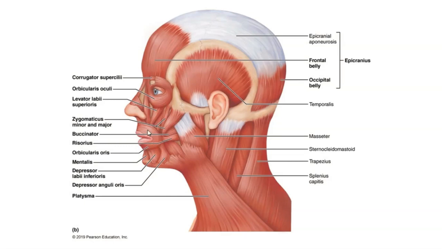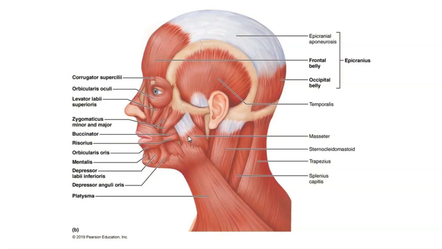So the orbicularis oris muscle is also a sphincter-type muscle that surrounds the mouth, and when it contracts, it functions to close the lips. That is, it brings the lips closer together, and it also serves to kind of pucker the lips as well.